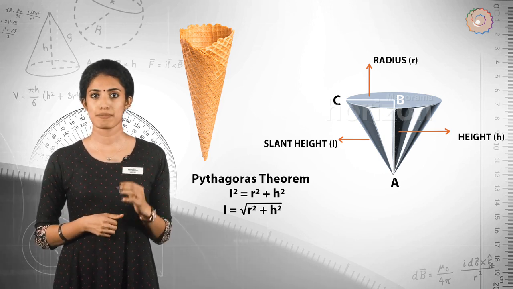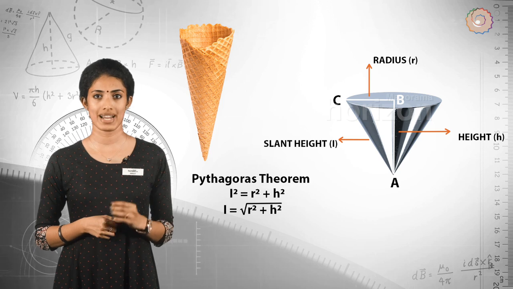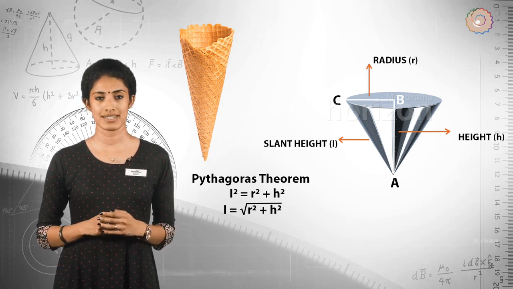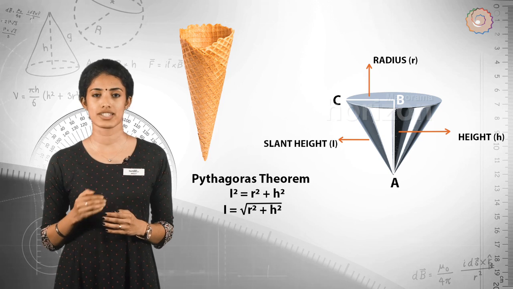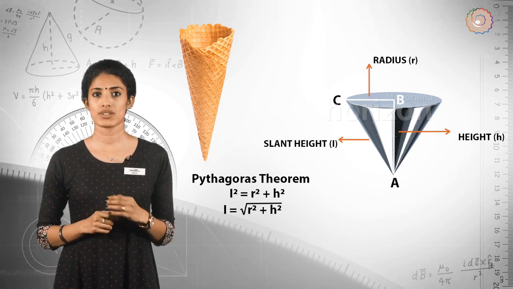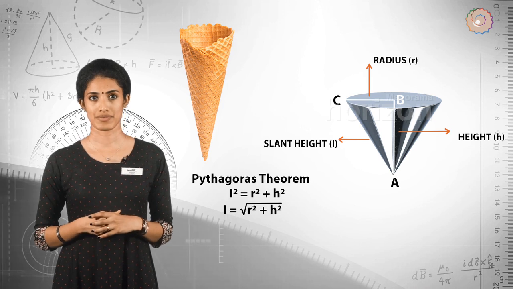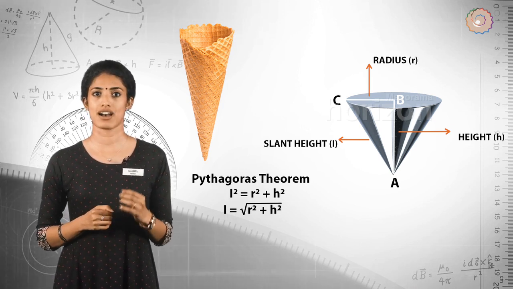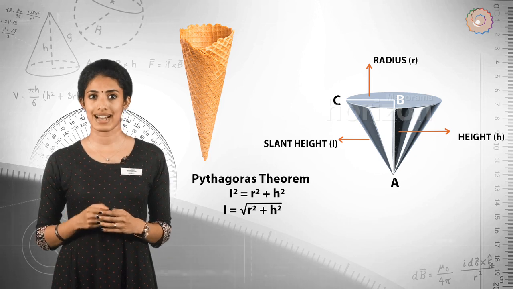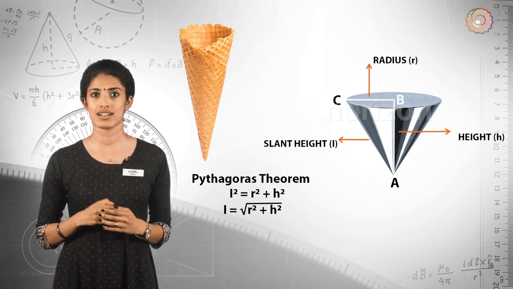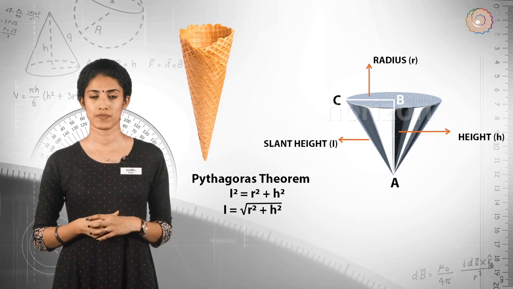Now, let us take a point at the vertex of this cone and name it A, and a point B on the circular base and C on the slant surface of the cone. When we join these points, we get a right-angled triangle. Side BC is the radius of the circular base, given as r, AC is the slant height, given as l, and AB is the height of the cone, given as h.